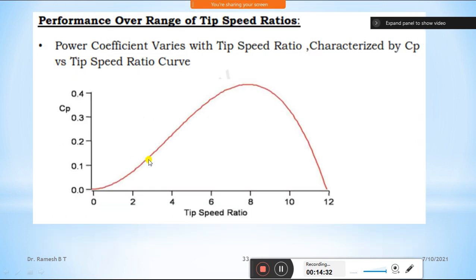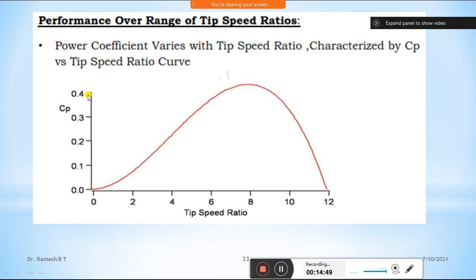And the performance over the range of the tip speed ratio is like this. Cp is the coefficient of performance. It's the power coefficient, and it varies with the tip speed ratio. And with a tip speed ratio between 6 to 8, we can achieve more power coefficient.